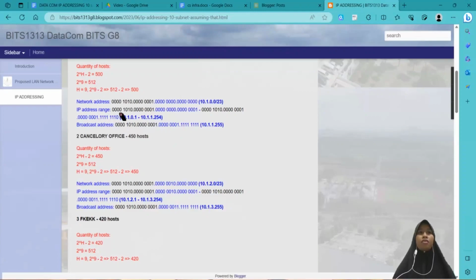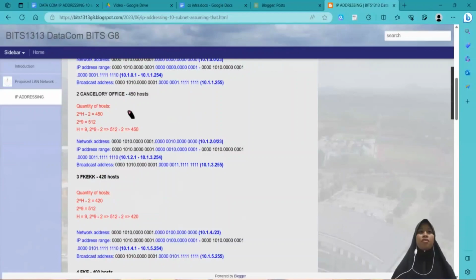The network address is 10.1.0.0, and the IP address range is 510 IP addresses, from 10.1.0.1 until 10.1.1.254. And the broadcast address is 10.1.1.255.